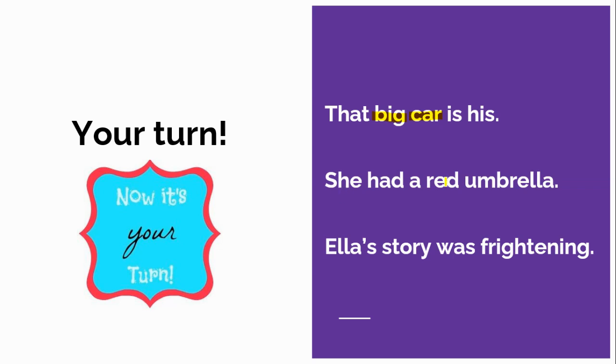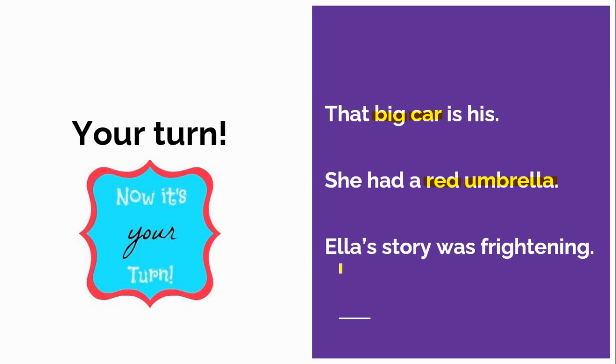Second, here we have she had a red umbrella. Umbrella is a noun, a thing that we're talking about. Right before that comes red, a color, describing the color of the umbrella. So this is another attributive adjective coming right before the noun.